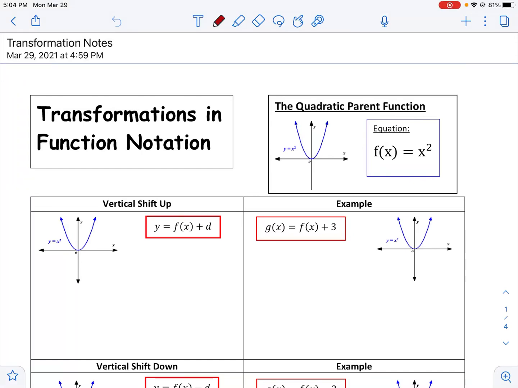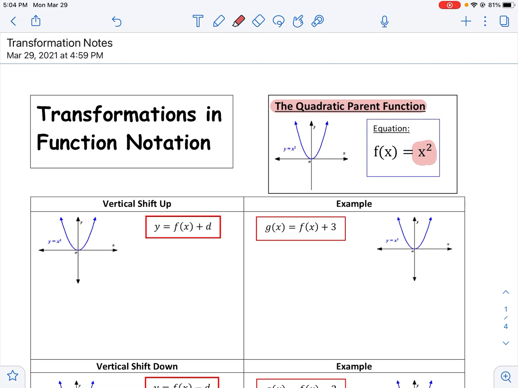Today we're going to be talking about transformations in function notation. So function notation is when we have f of x, g of x. Okay, we're going to start with the quadratic parent function. So the quadratic parent function is x squared. Okay, we are going to be graphing that in our calculator as well as the transformations.